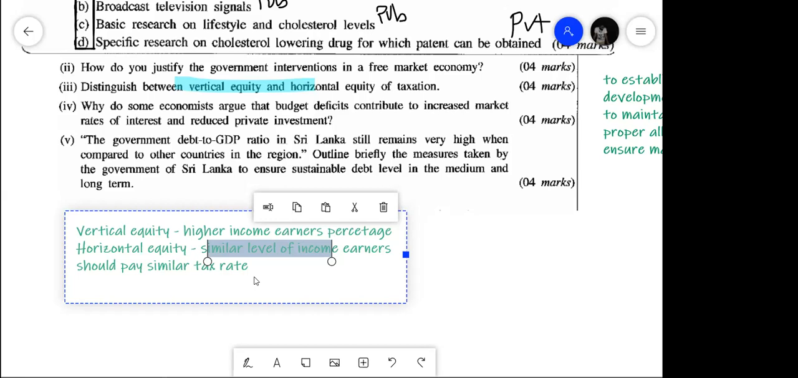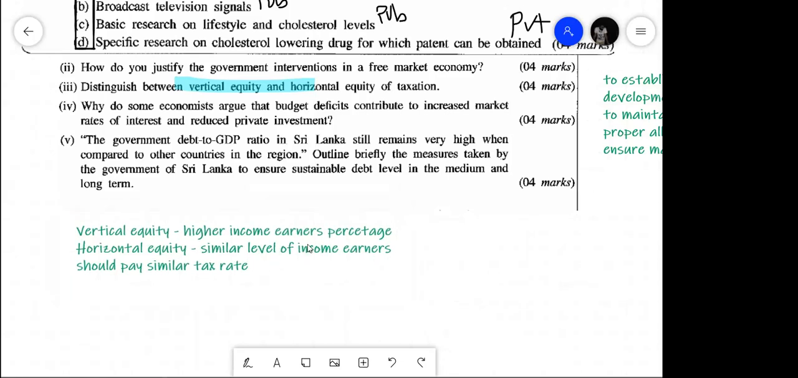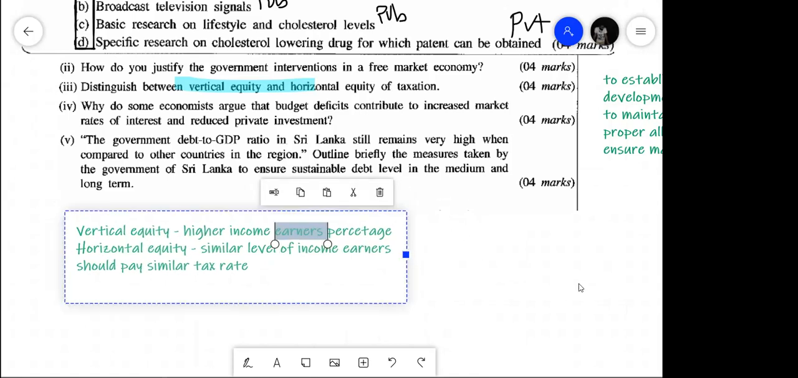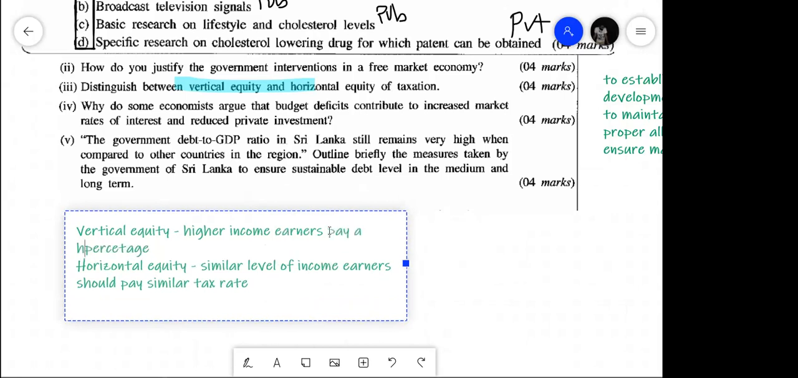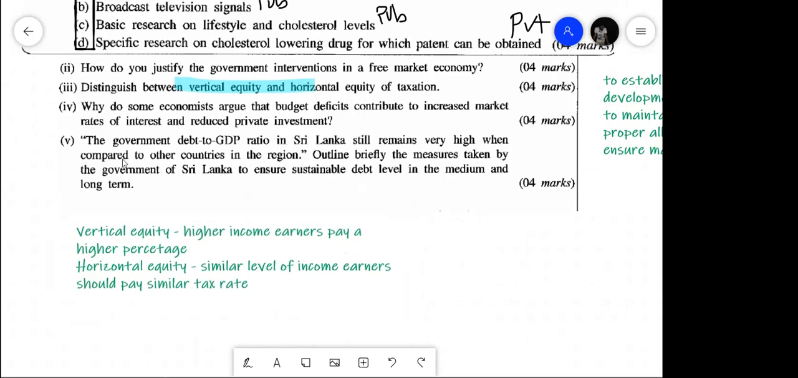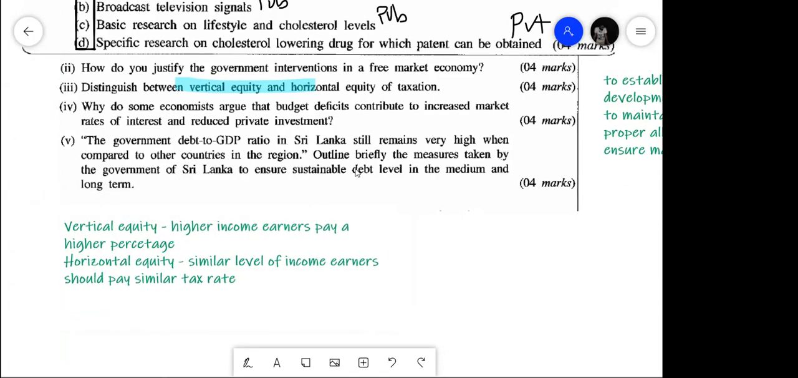Vertical equity is where the rich pay a much higher share. Its main purpose is to make sure that high income earners pay a higher percentage of tax. So that's simply vertical equity and horizontal equity. You can dig deep into it and come up with an answer. Okay, done. What is tax source?